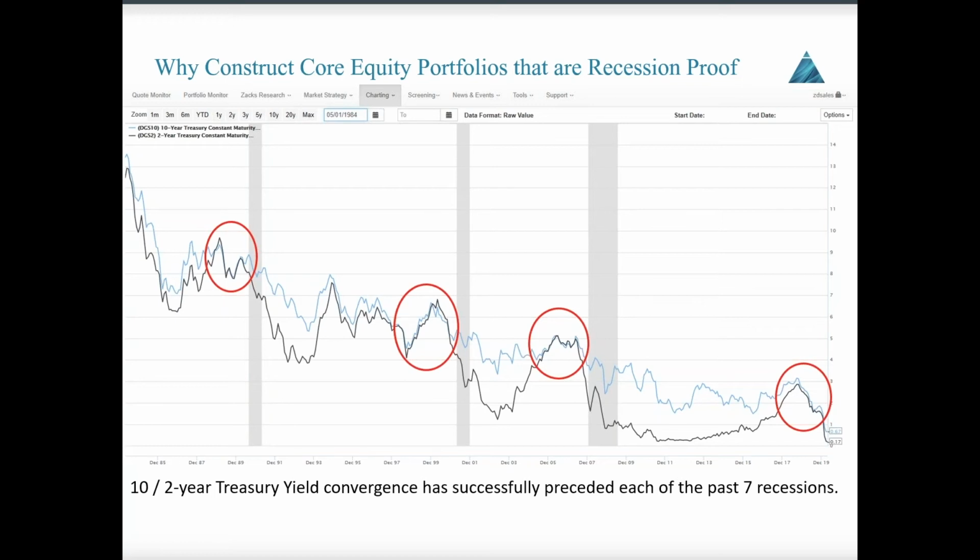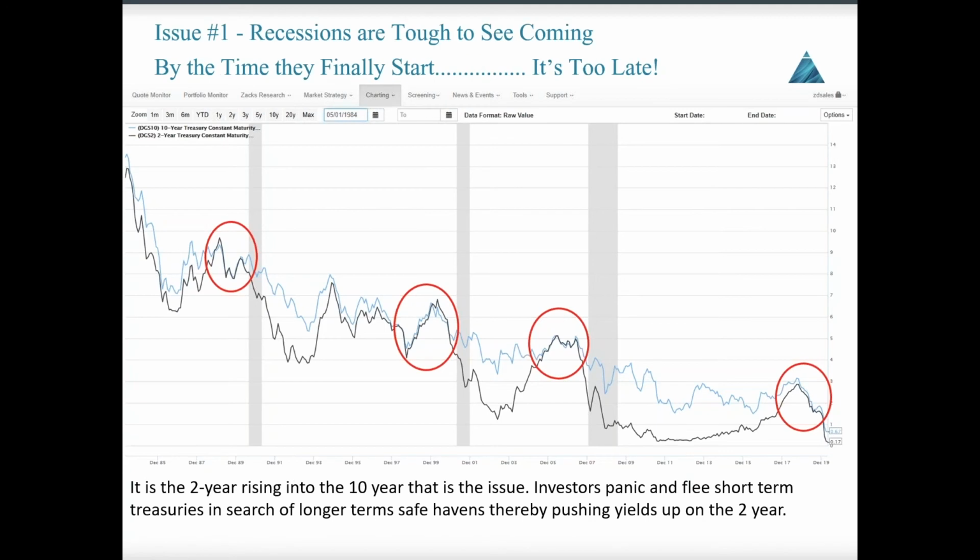Note from prior webinars that I've done and that you've attended that this 10-2 Treasury yield convergence has successfully preceded each of the past 7 recessions. However, there are definitely devils in the details, and I wanted to bring a few of those to your attention. The first issue is that we all know how difficult recessions are to see coming. By the time they finally start, it's obviously way too late.